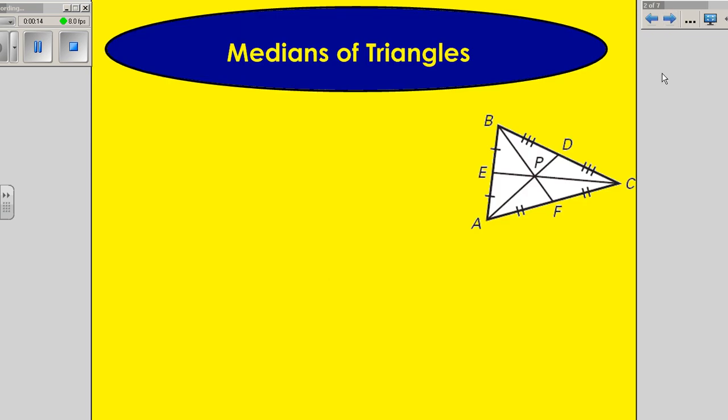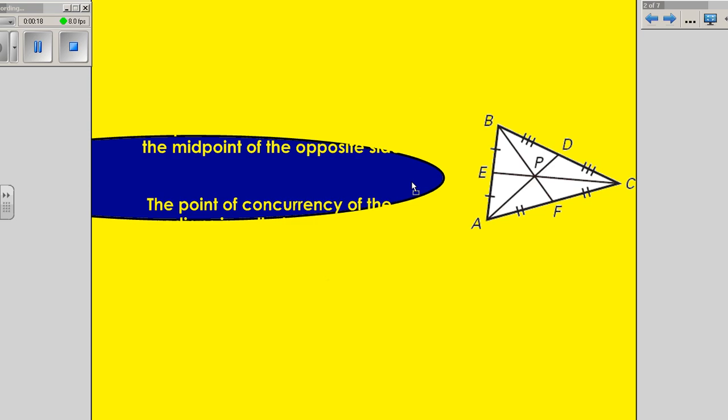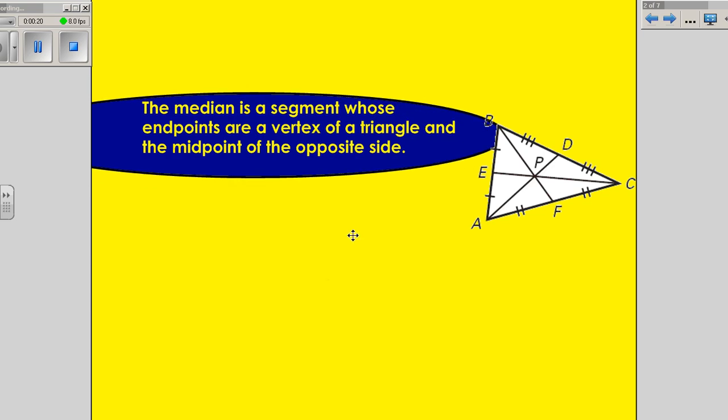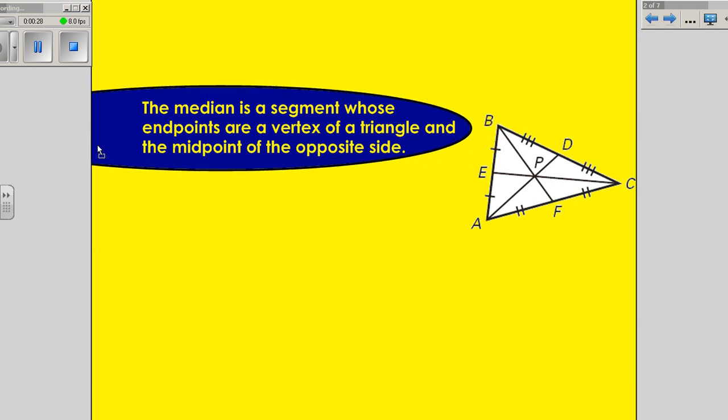To get us started, we should talk about what the median of a triangle is. The median of a triangle is going to be a segment whose endpoints are a vertex of a triangle and the midpoint of the opposite side. Let me move this over so we can see the diagram a little bit better.